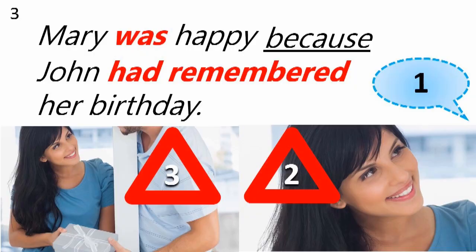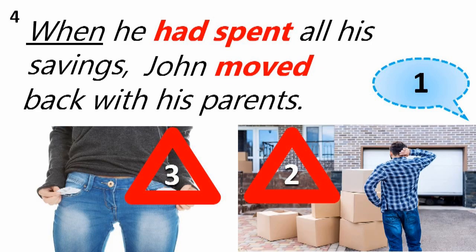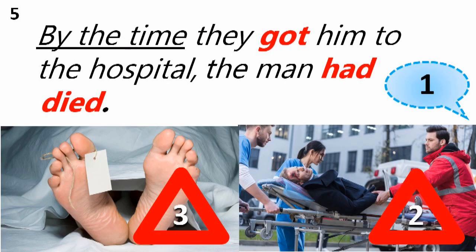In example number 3, the word because tells us what made Mary so happy. In sentence 4, the word when indicates the time after which John moved back home. In example number 5, the phrase by the time means before they arrived at the hospital. The order of the cause and its effect is not important if we remember to use the had plus red form for the earliest action.